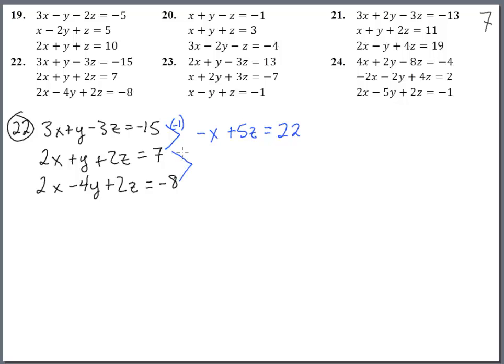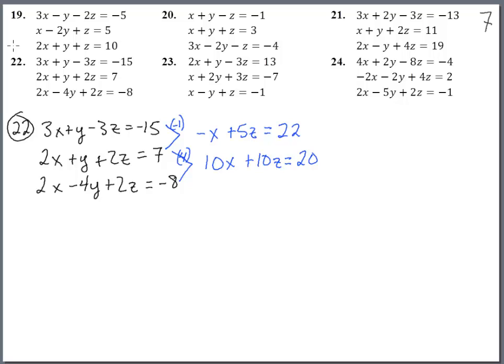And I guess we've got to times this one by 4 and add it to this one. So 8x plus 2x, that's 10x. Then y's go away, which is what we wanted, plus 10z equals, and then we get 28 minus 8, that's 20.